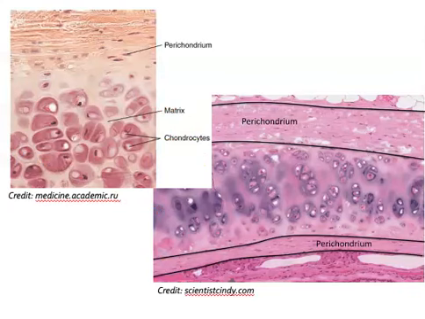So on this slide, you're looking at cartilage in different areas and at approximately the same magnification. There's an area of hyaline cartilage here on the right-hand image. This is all hyaline cartilage. Right above it, this is perichondrium. Right below it, this is perichondrium.